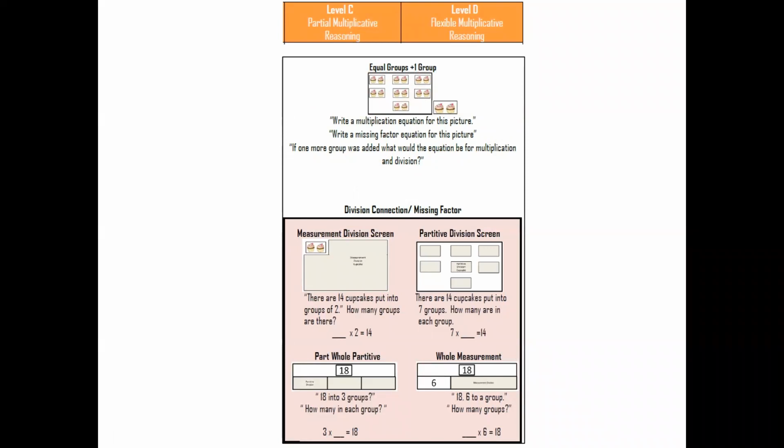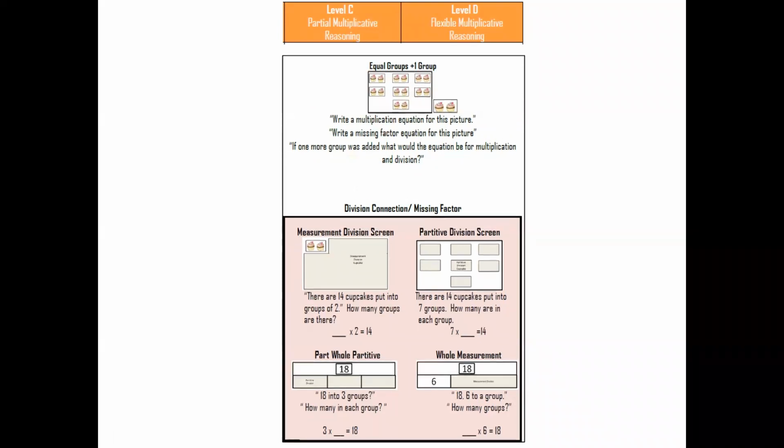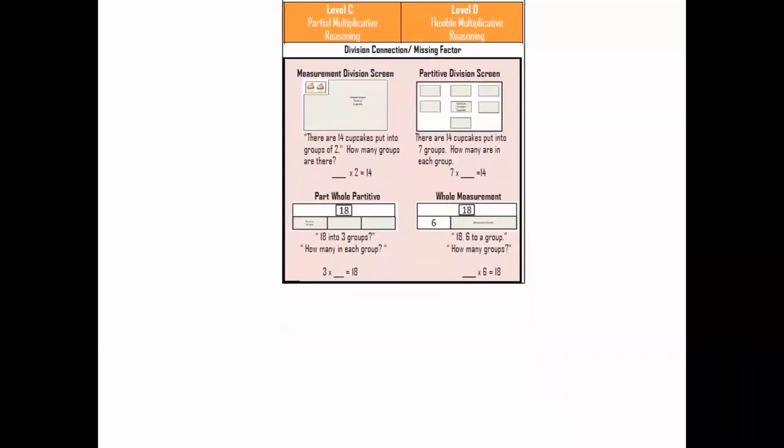And then if one more group is added, then again, that's really easy for them. But level D, once they can do those things, this is huge. And it's called the division connection or the missing factor. And what this has to do with, they're not going to start doing division problems. They're going to start actually giving multiplicative situations with missing information, and they're going to have to write not a division equation, but a multiplication equation matching the scenario with missing factors. And this will be how we work on the bridge to division.